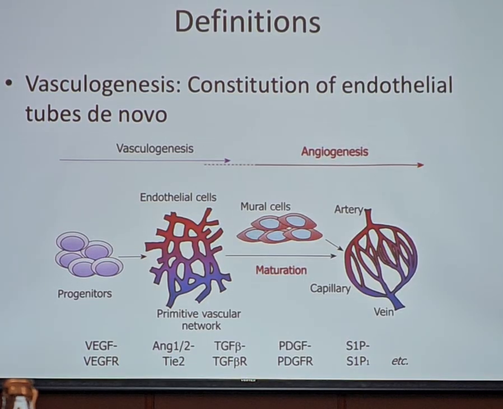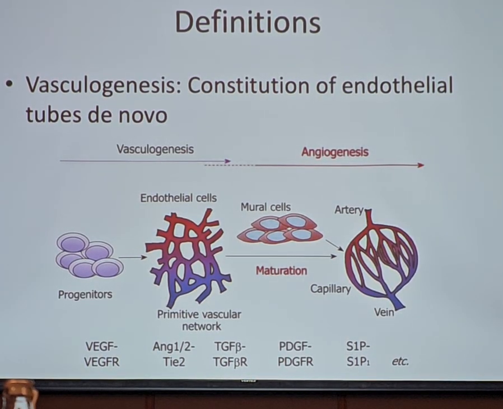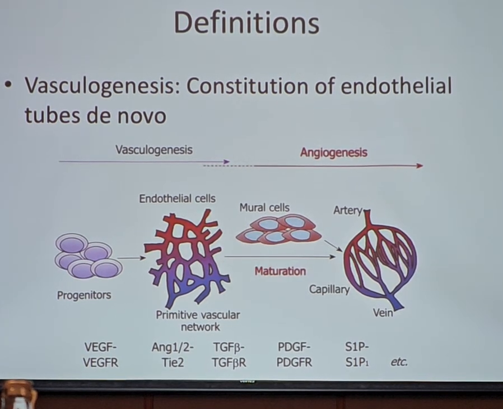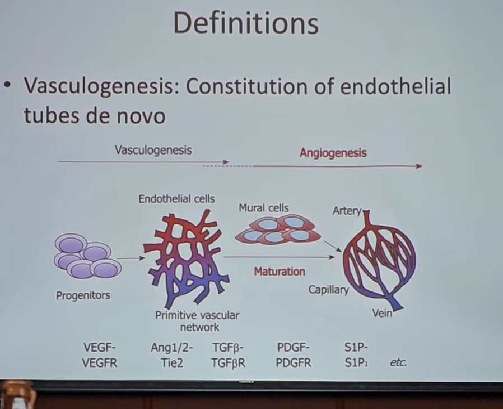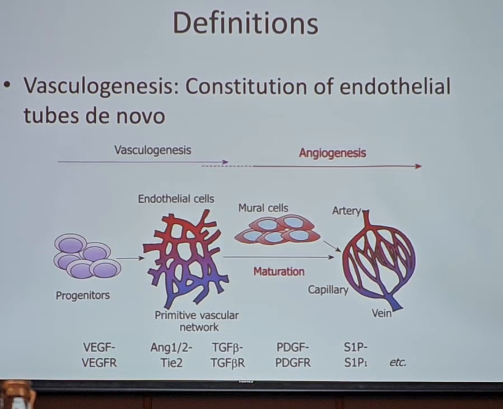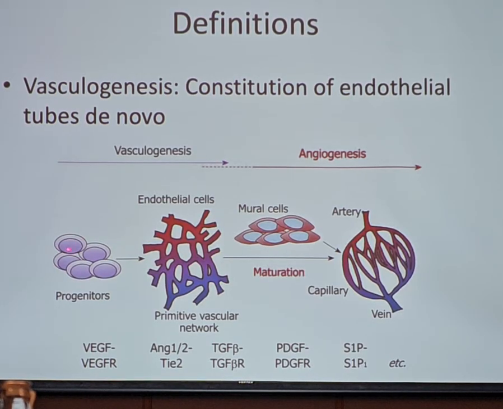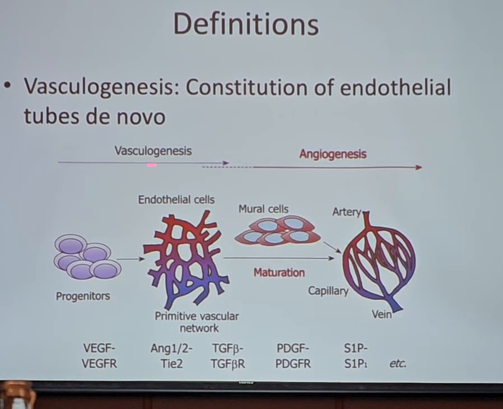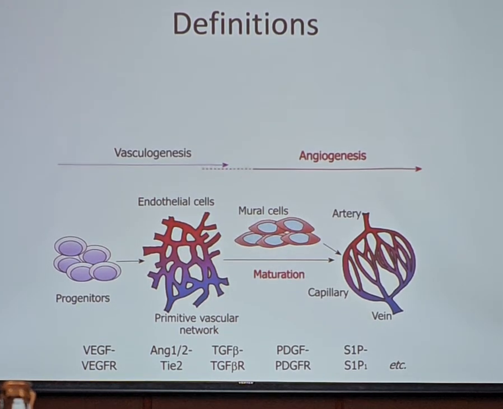So, first of all, what is vasculogenesis? What you have to remember is that vasculogenesis only occurs once in your lifetime, i.e. it occurs when you are in the womb of your mother and you have the constitution of endothelial cells de novo, i.e. prior to vasculogenesis there are only progenitor cells, and after vasculogenesis we have the primitive vascular network with the early endothelial cells. And then we move towards angiogenesis.